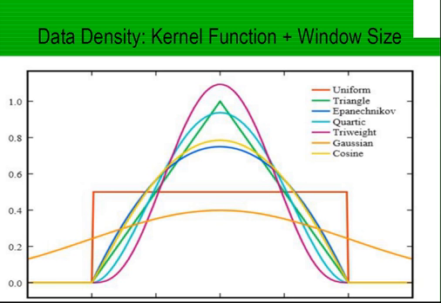Now in this diagram, most of the commonly used kernel functions are displayed. The uniform kernel is the rectangular box, which is quite similar to the histogram. Each point gets replaced by a rectangle, but there is one difference with the histogram: the rectangular box is centered at the point when you make a data density.